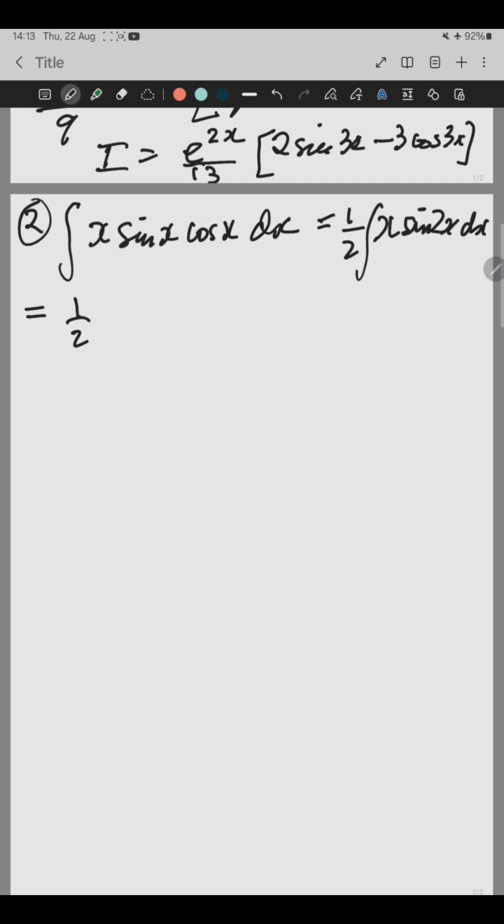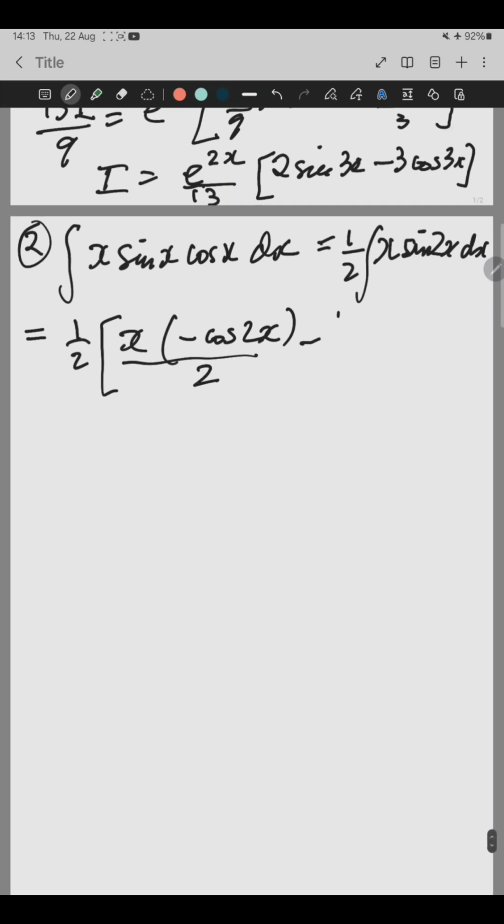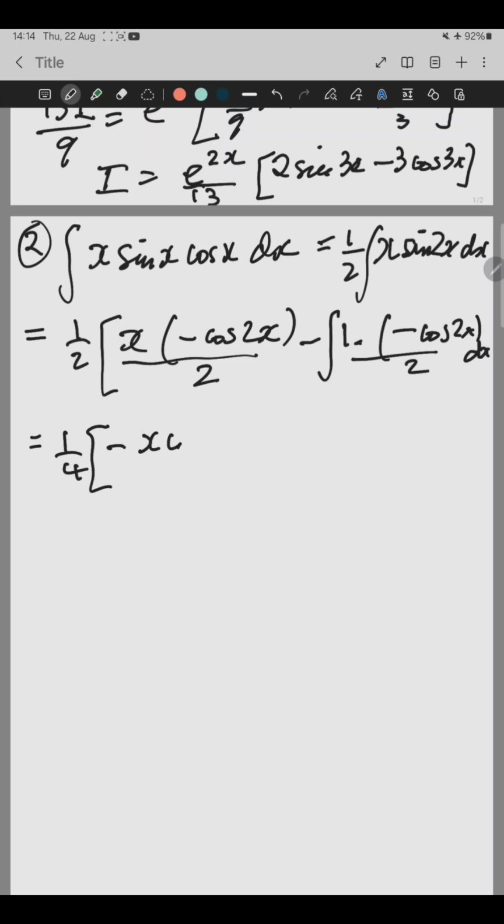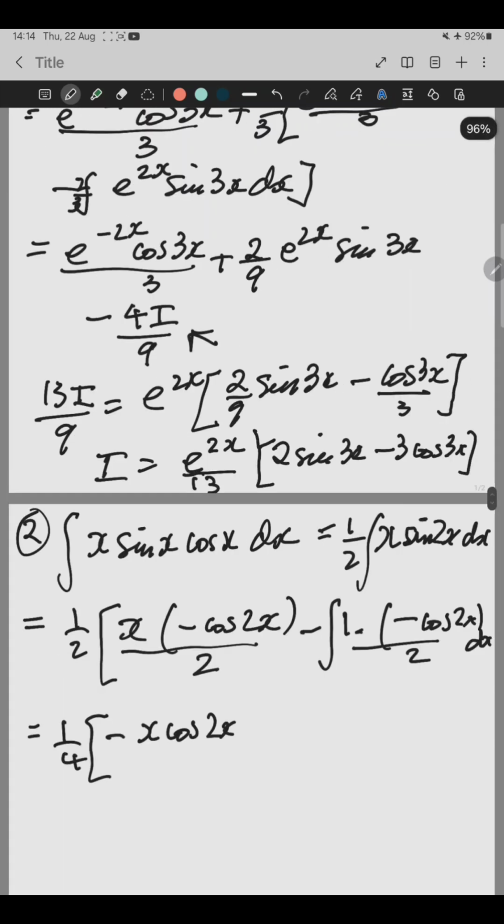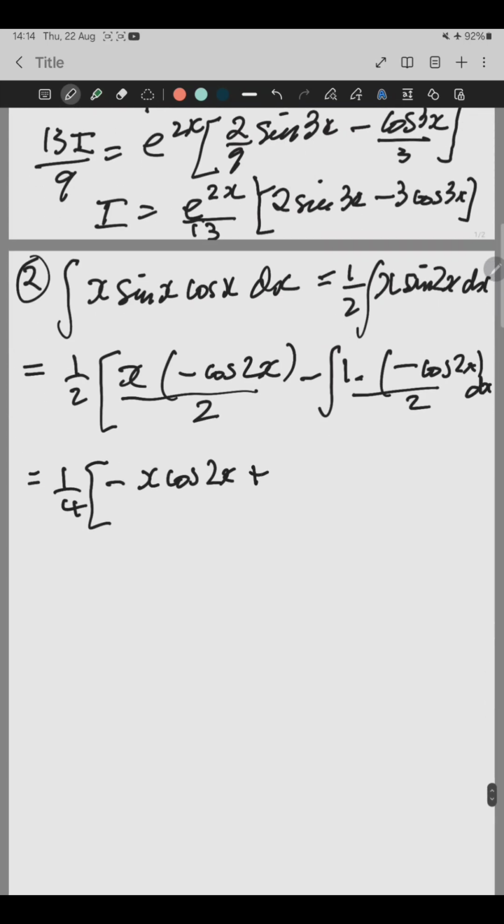So again, we'll use the parts rule. It'll be the first times the integral of the second, which is minus cos 2x over 2, minus the integral of the differential of the first, which is 1, times the integral of the second, which is minus cos 2x over 2, squeezing the dx at the end there, which then becomes 1/4 of minus x cos 2x plus the integral of cos 2x dx.